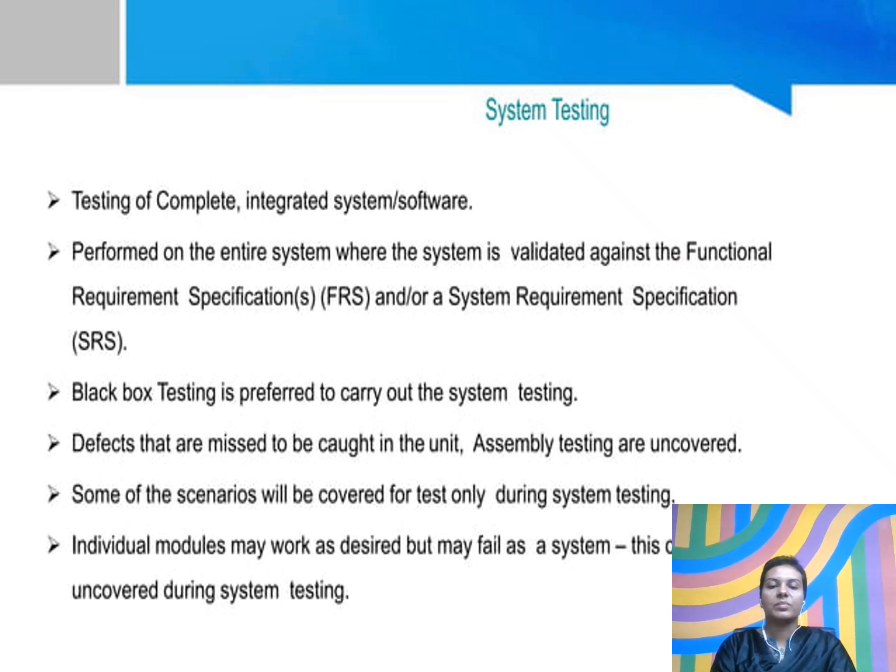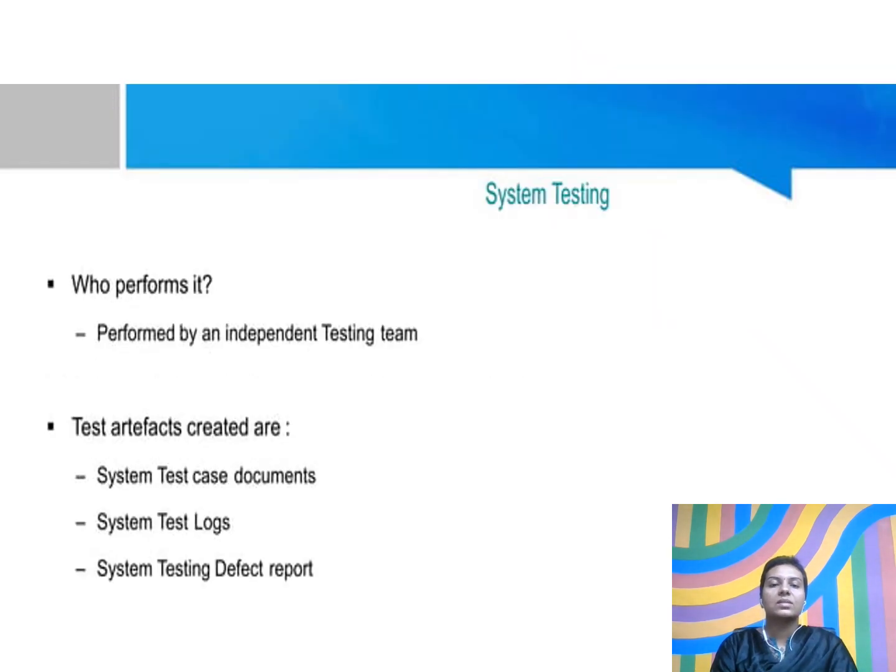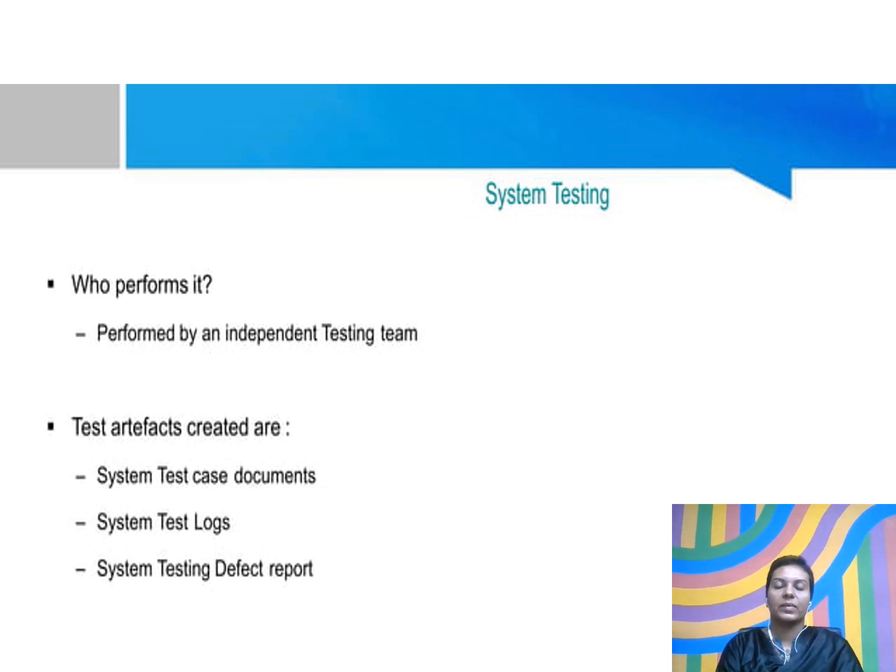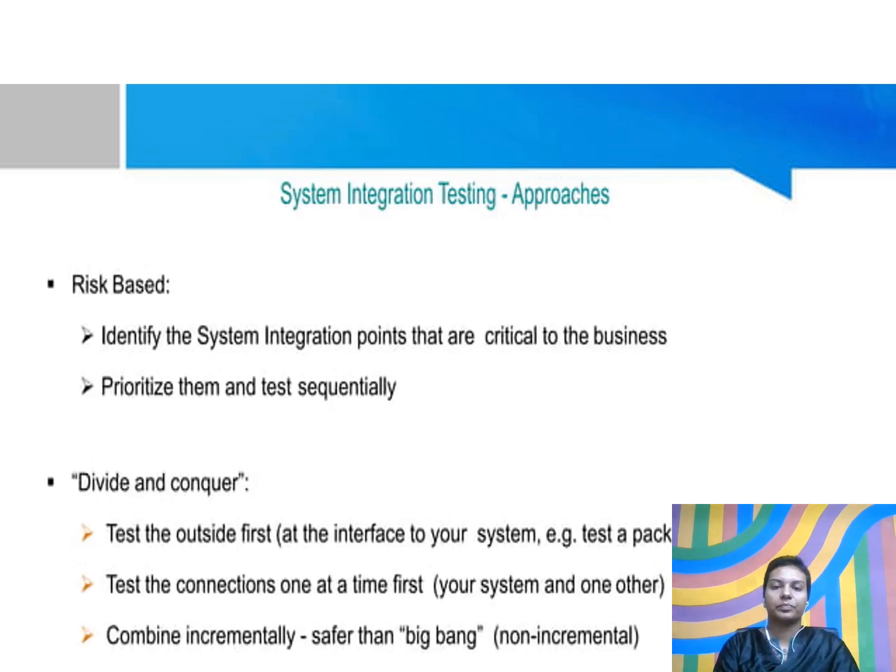Some scenarios will be covered only during system testing. Individual modules may work as desired but may fail as a system. This, which is not uncovered in unit testing, is uncovered and characterized during system testing. System testing is performed by independent testing teams or experienced testers. Some of the artifacts in system testing are system test case documents, system test logs, and system testing defect reports.